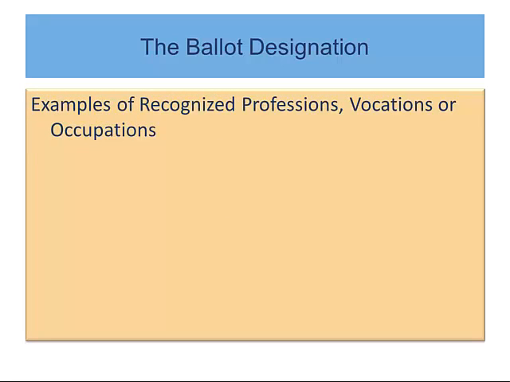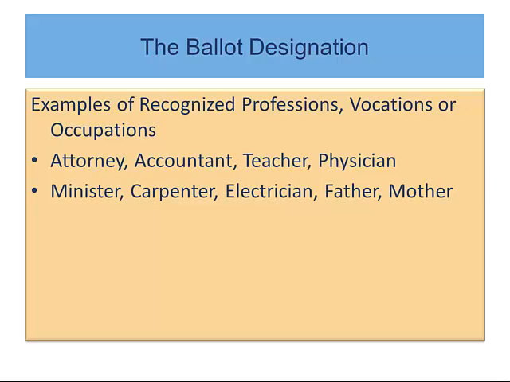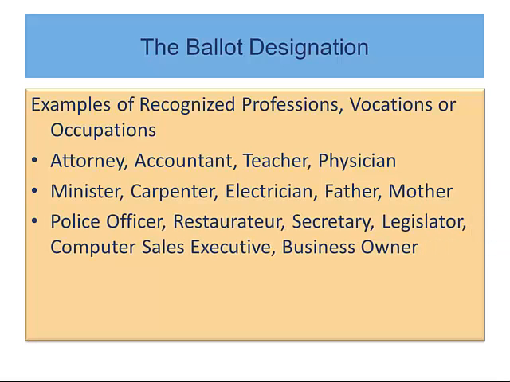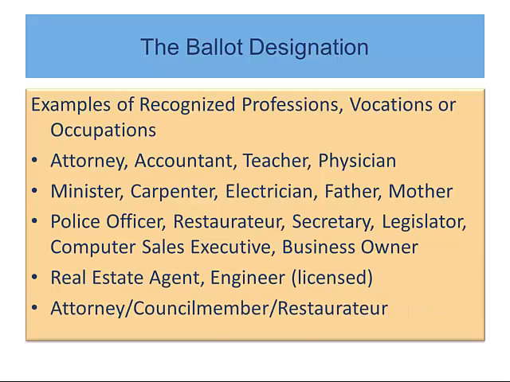To get an idea of what is acceptable under the Elections Code, listed are a few examples of professions, vocations, occupations, licensed professions, vocations, or occupations, and a multi-worded designation.